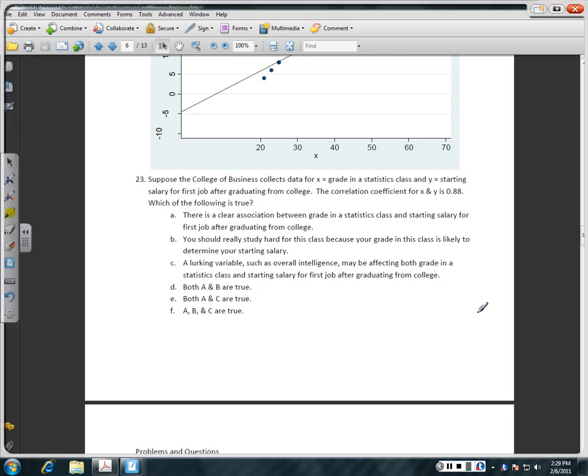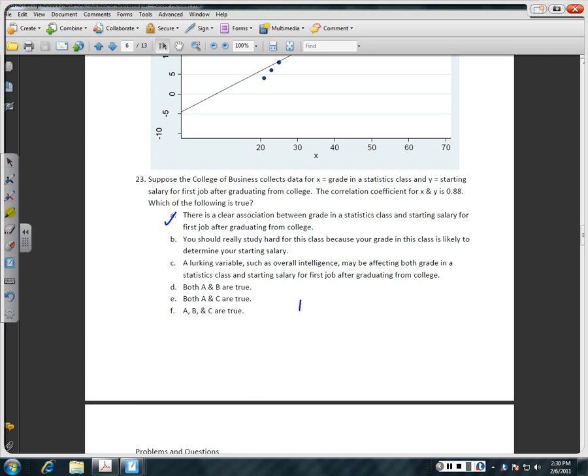And so which of the following is true? A, there's a clear association between grade in statistics class and starting salary. That's true. The association, that's what correlation measures, so that's true. B, you should really study hard for this class because your grade in this class is likely to determine your starting salary. Well, though I'd like for you to study hard for this class, and I hope you do, and I don't want to reject the possibility that your grade in this class will affect your starting salary, we certainly can't assume that there's a causal relationship.